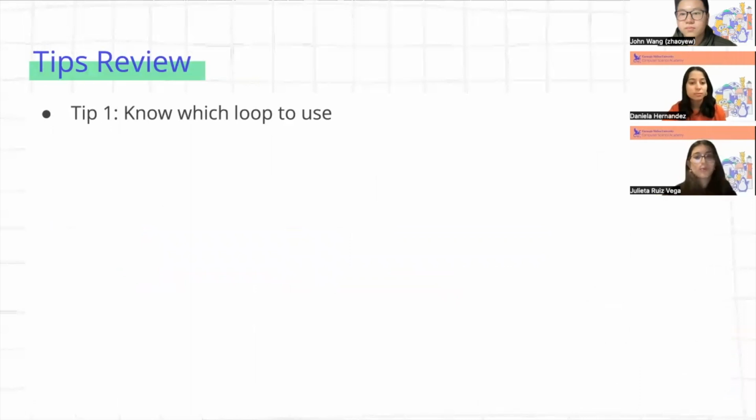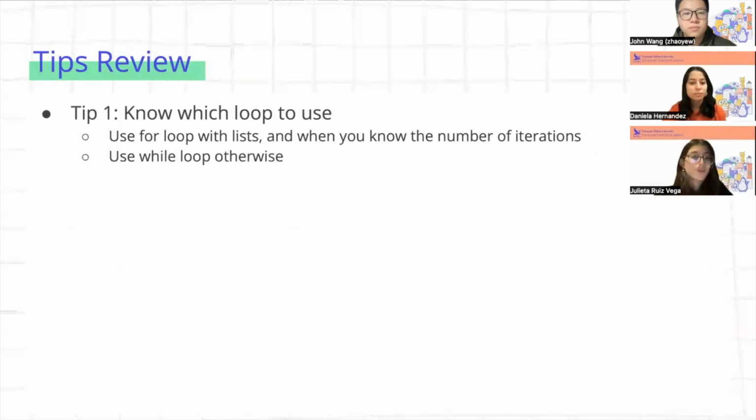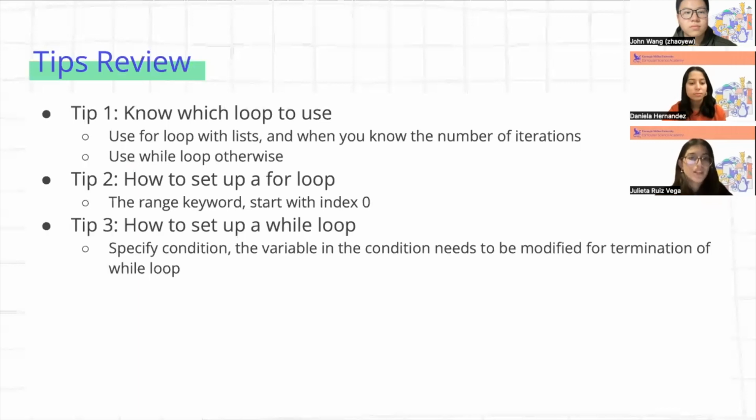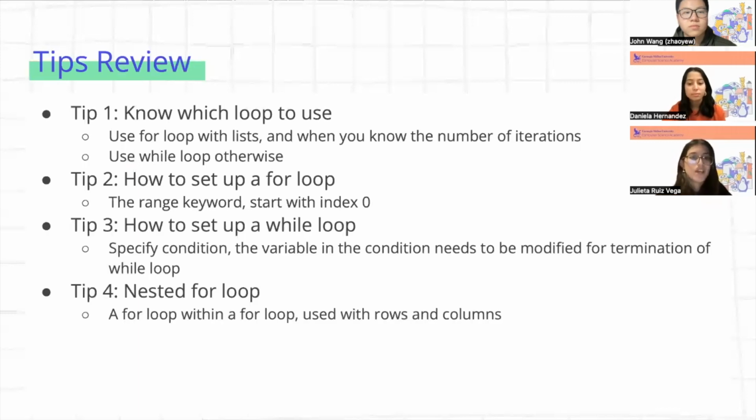So for the tips review, we're going to review all of the ones that were already mentioned. Tip number 1 was know which loop to use. Use for loops with lists, and when you know the number of iterations, and use while loops otherwise. For tip number 2, we know how to set up a for loop. The range keyword, and we have to start with index 0. Tip number 3, how to set up a while loop. We have to specify the condition. The variable in the condition needs to be modified for termination of the while loop. And finally, we have tip number 4, nested for loops. And we know that a for loop within a for loop has to be used with rows and columns.